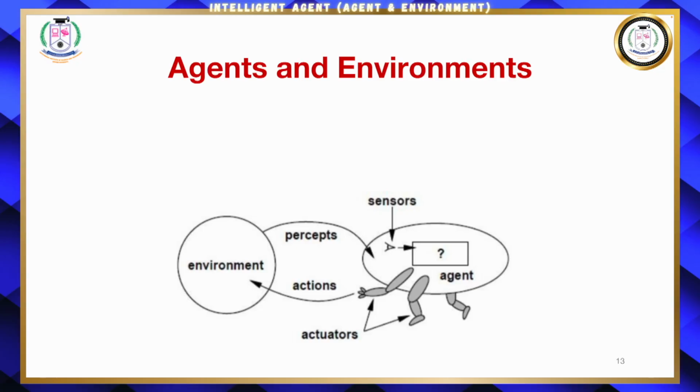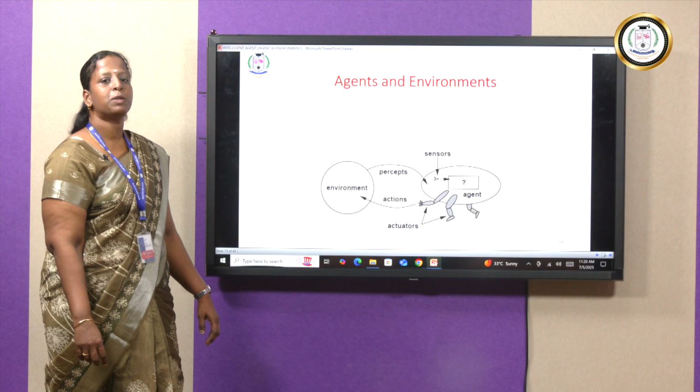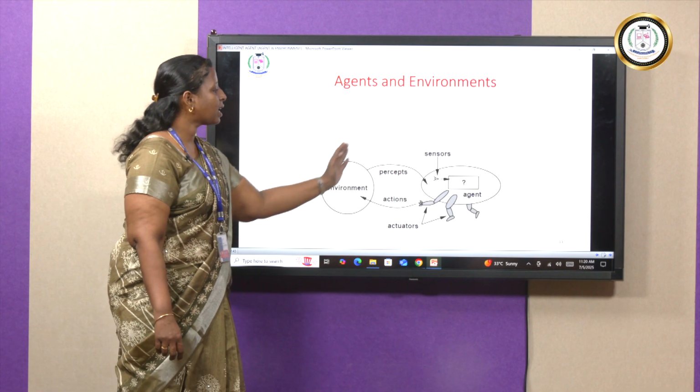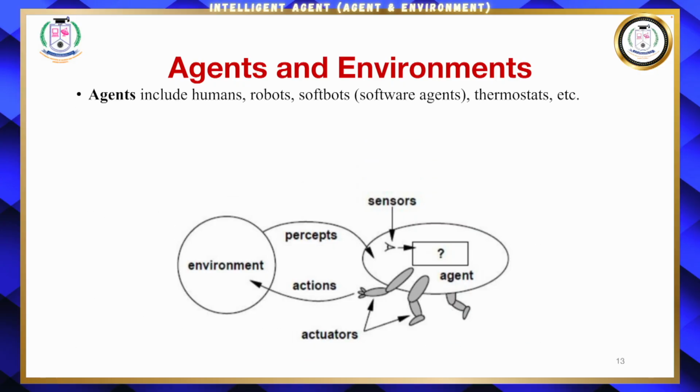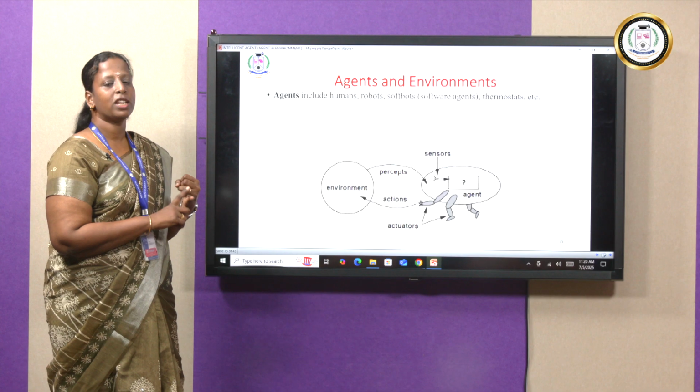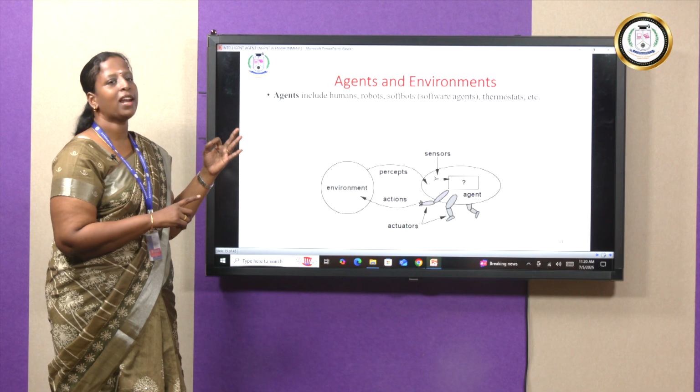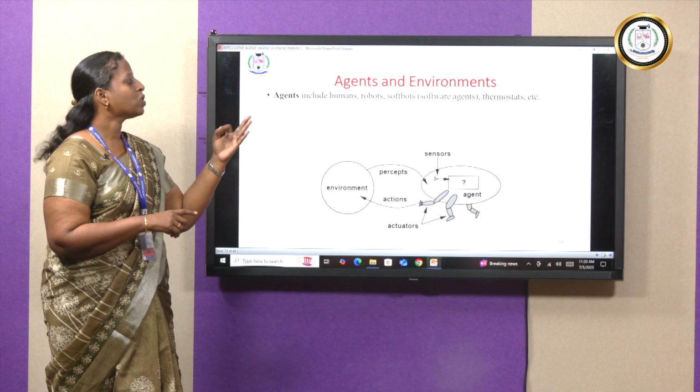This is a diagrammatic representation of an agent and environment. I already told you an agent is one which perceives input by means of sensors, and the action is performed by means of actuators. There are many types of agents. One is the human agent, next is the robot, and next is the softbot. Softbot is nothing but a software agent.